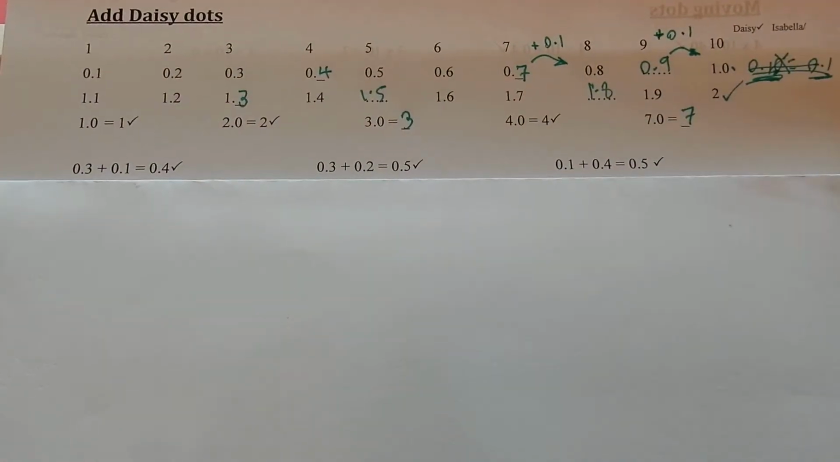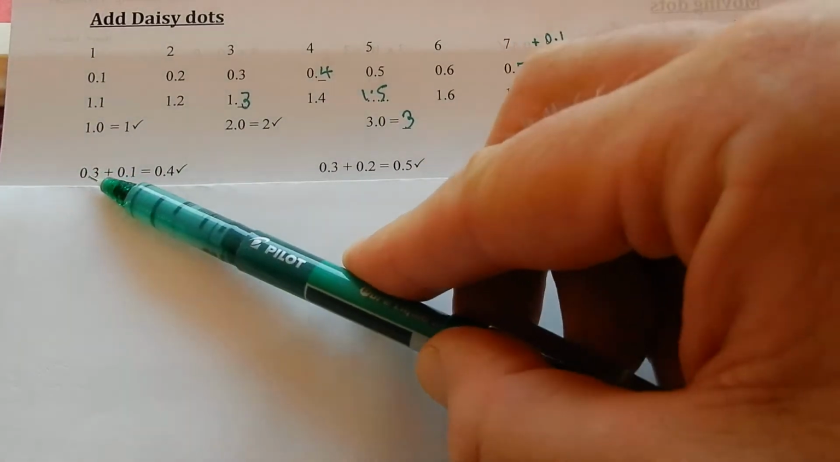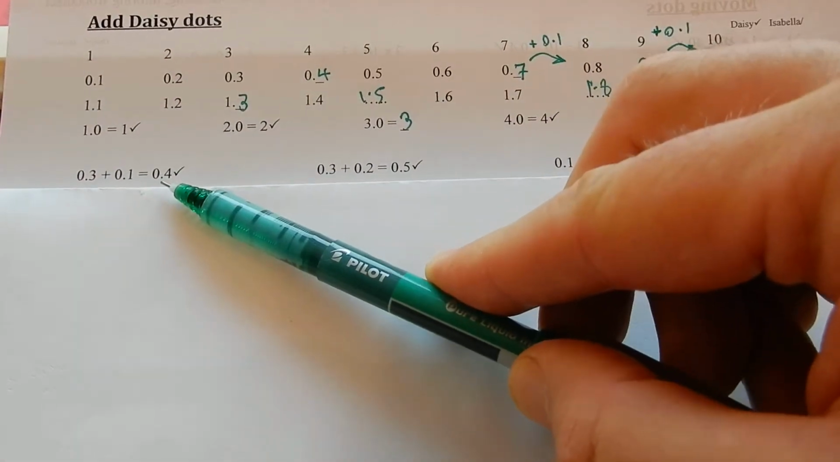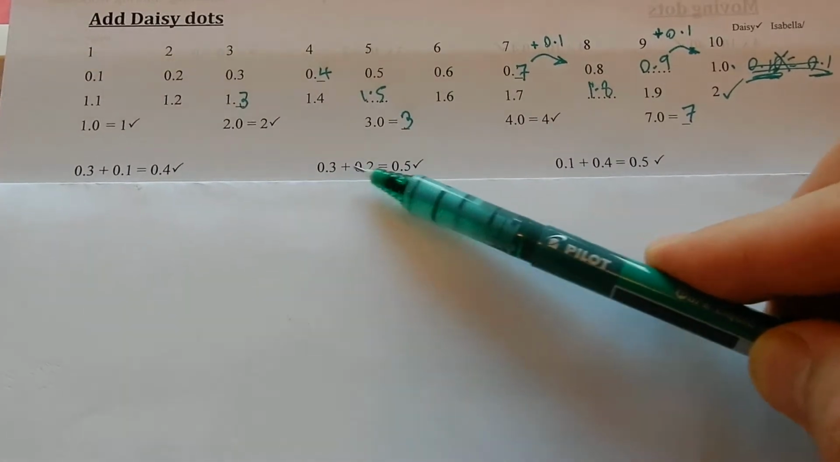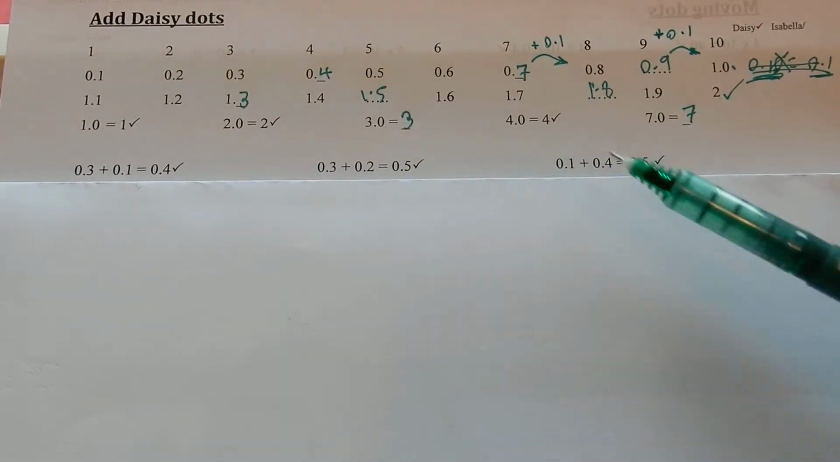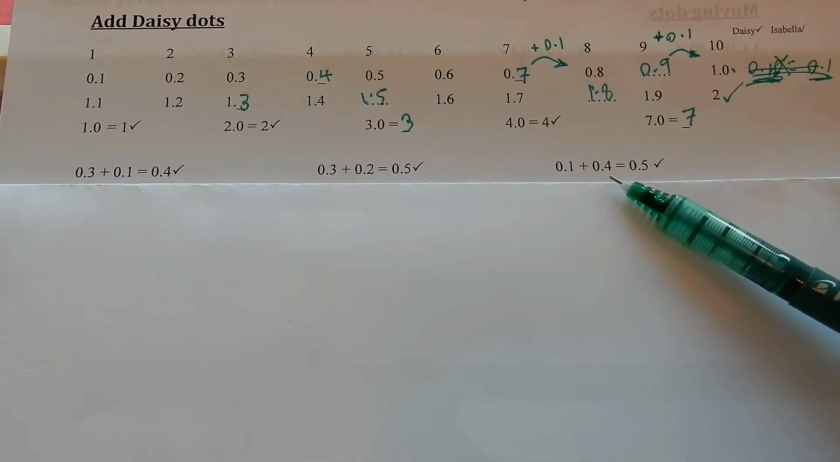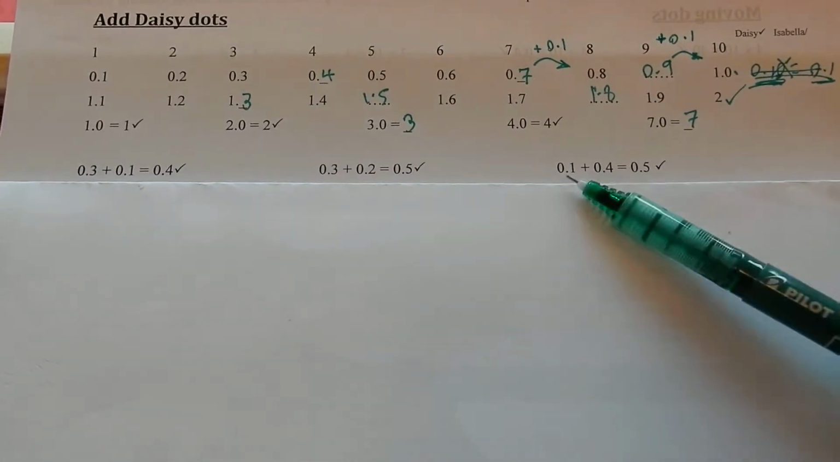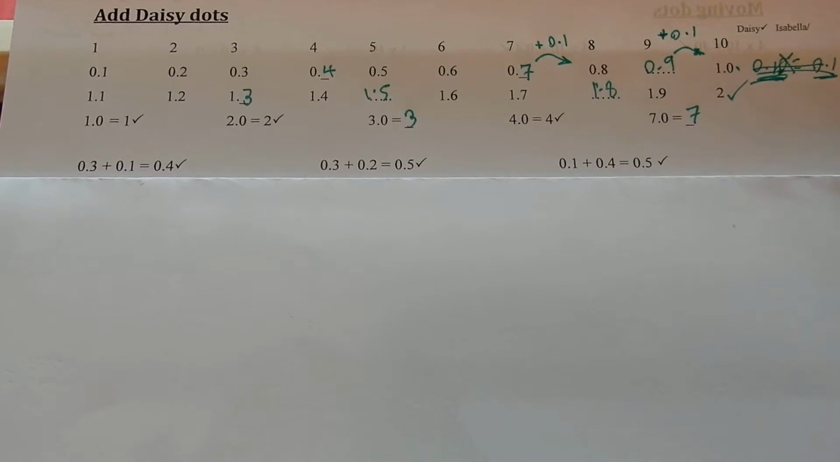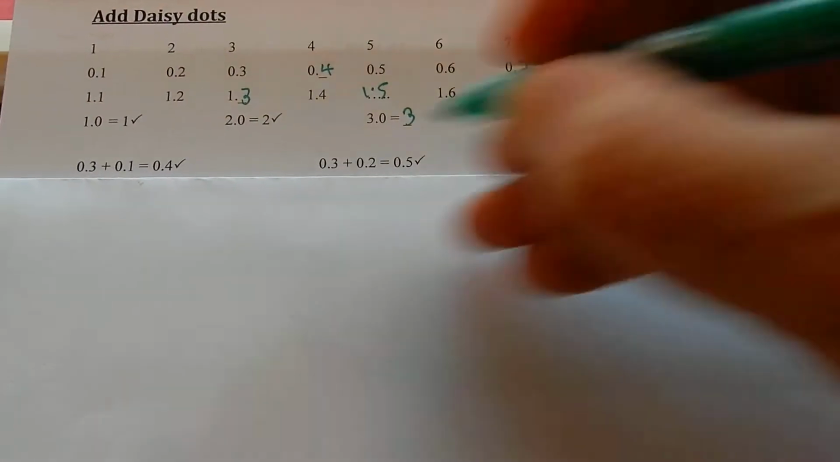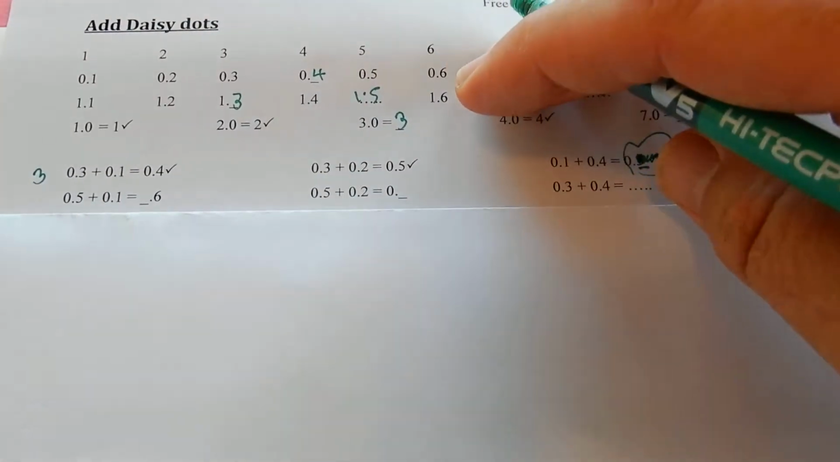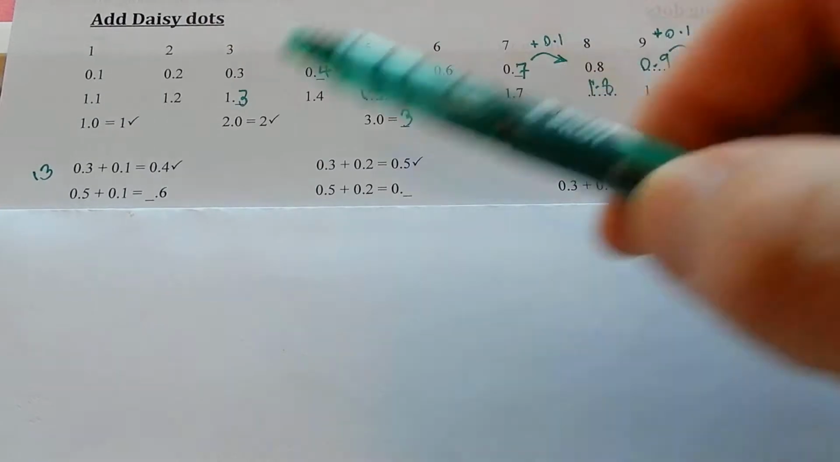Okay, 0.3 plus 0.1 is 0.4. 3 plus 1 is 4. 0.3 plus 0.2 is 0.5. 3 plus 2 is 5. 0.1 plus 0.4 is 0.5. 1 plus 4 is 5. Yeah, I think that one should come out. Okay, I'm going to change that one, make that slightly more difficult. Okay, here we go. Next line.